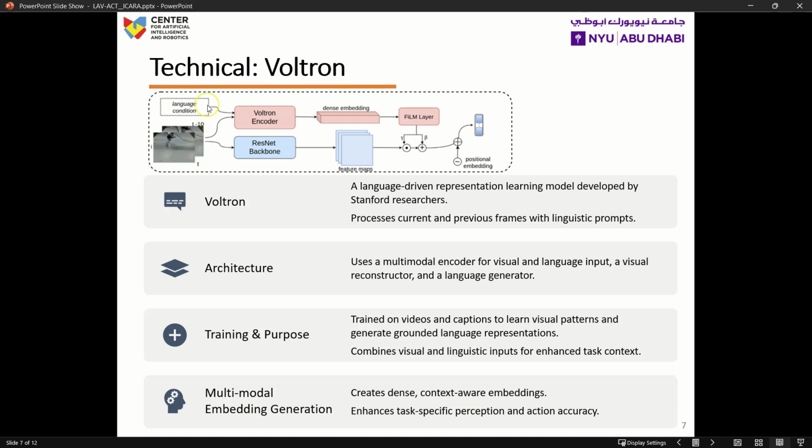The architecture of Voltron, as originally designed, consists of a multi-modal encoder for visual and language inputs. It also includes a visual reconstructor, which refines image features, and a language generator, which enables task-aware linguistic representation. You can learn more about it in the paper. Voltron is also pre-trained on a large-scale video dataset paired with captions, learning both low-level visual patterns and high-level semantics, thus making it suitable for robotic tasks. The result is dense, context-aware embedding, enhancing the task-specific perception.